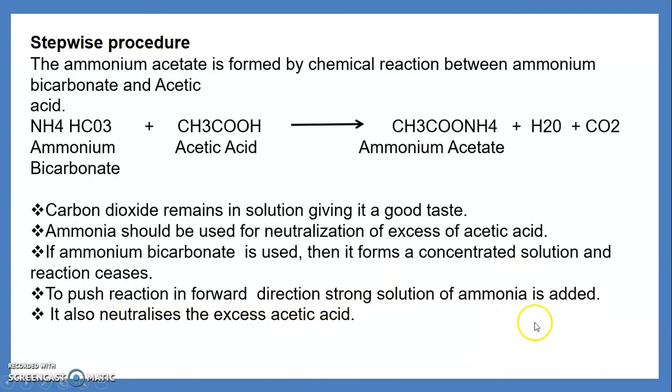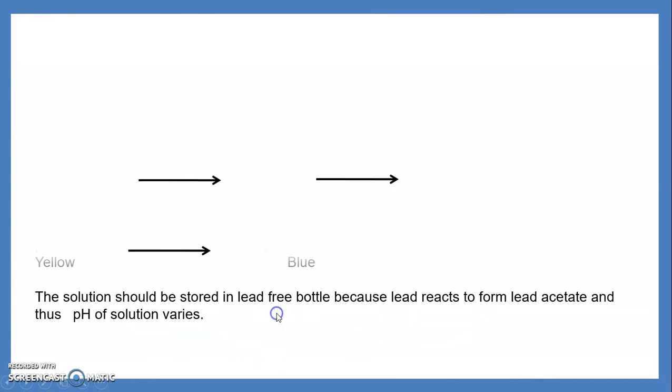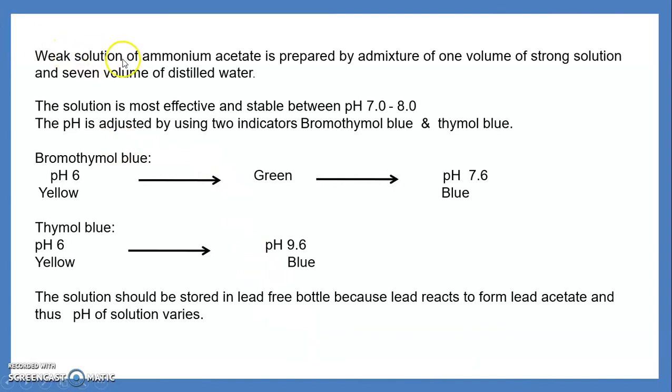These are the two roles of the strong ammonium solution: the ammonia is added to the solution to drive the reaction forward and to neutralize the acetic acid. Then a weak solution of ammonium acetate is prepared by the admixture of 1 volume of the strong solution and 7 volumes of distilled water. The weak solution can be prepared this way.